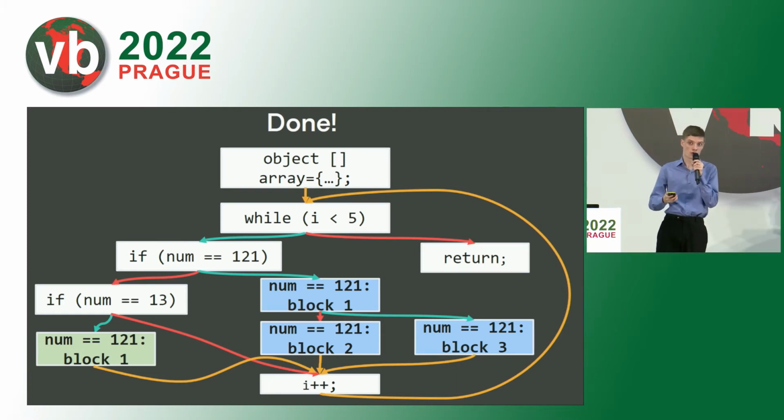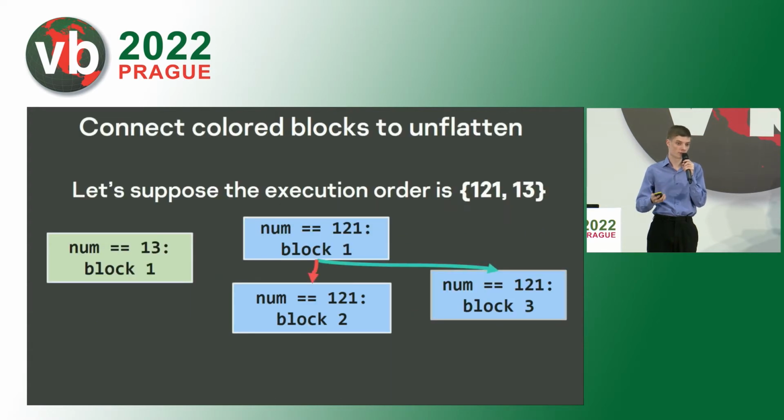And this is it for matching lines of code. And now we have to perform reordering. Let me show you what I mean by reordering. Let's say we have to execute the green block after the blue block. We first execute 121 and then 13.